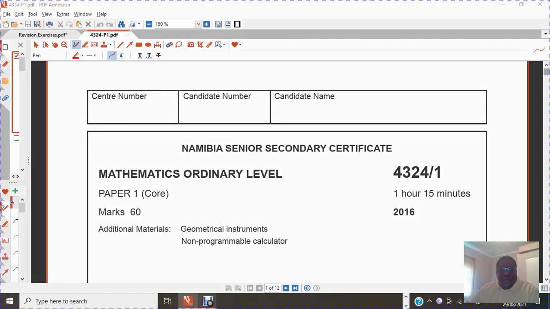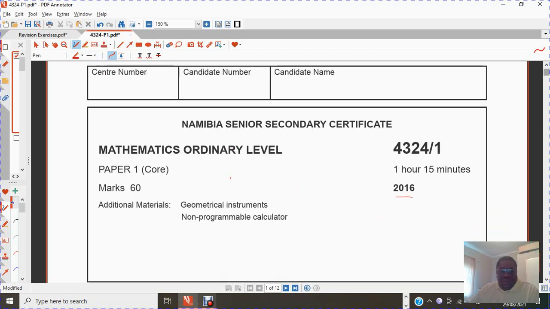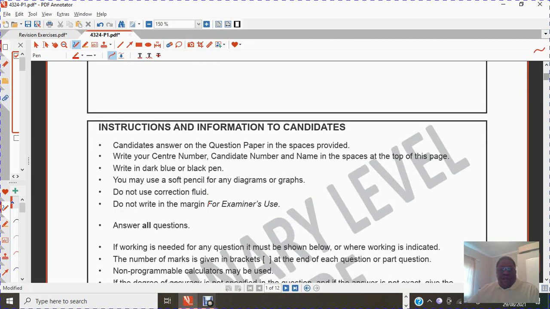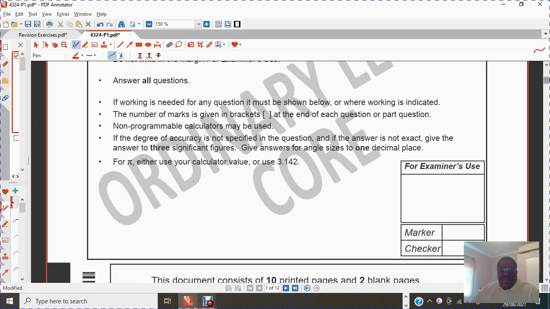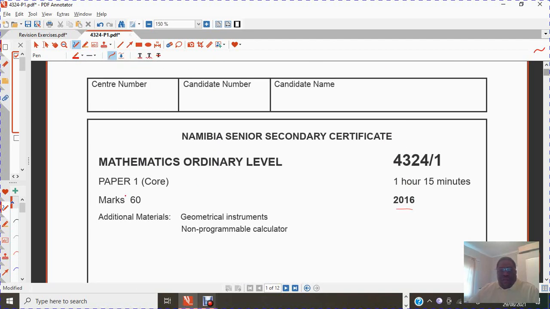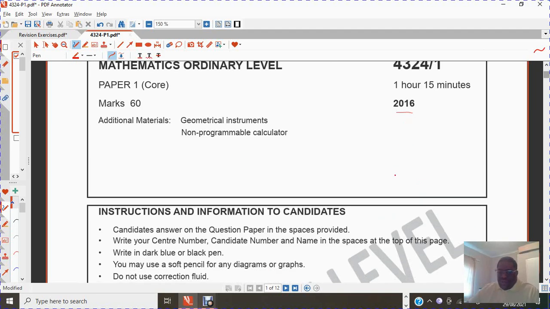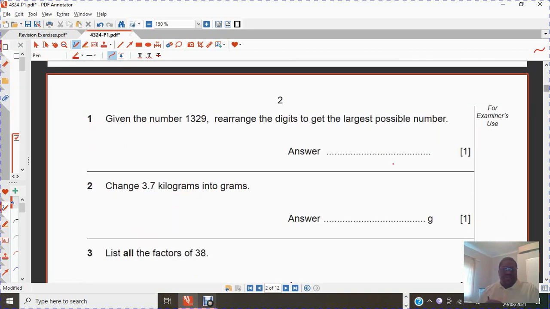So I'm looking at paper one, core, the one that was written in 2016. Since this is our last year for our learners doing the old grade 12, I thought it would be better if I can work out something for you guys as well. Right, so the instructions are normal. You may use non-programmable calculators. It is a 60 mark paper, 1 hour 15 minutes. This is normally the one that you write in the afternoons. All right, let's get directly to the questions.